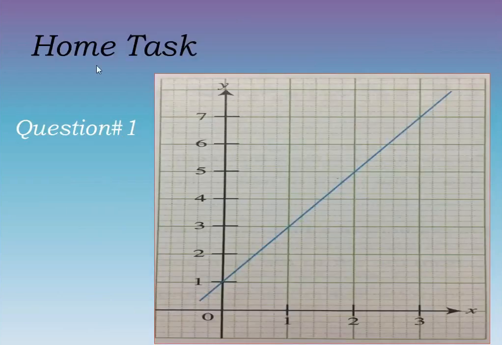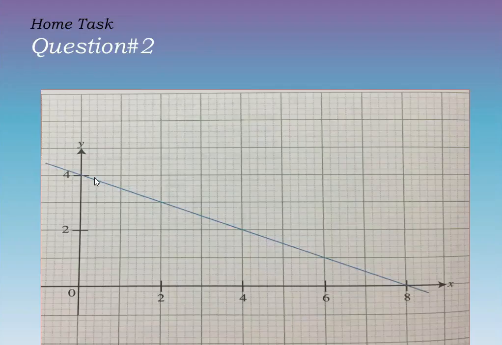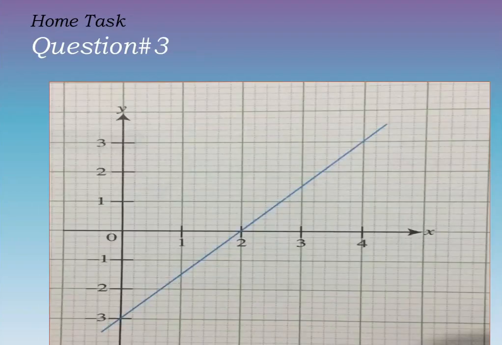Now it's your home task. I have given you question number 1, question number 2 and question number 3. You will find the gradient for these lines with the direct method, rise over run, and by using the points also.